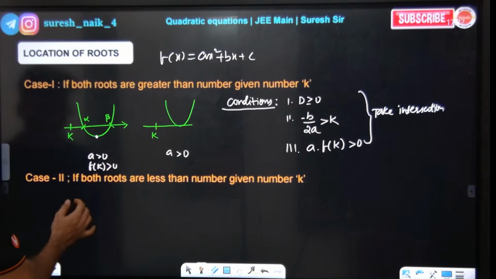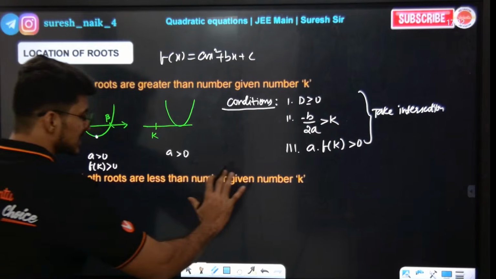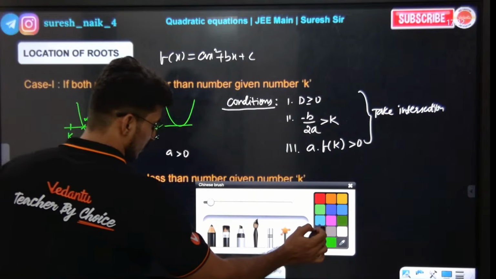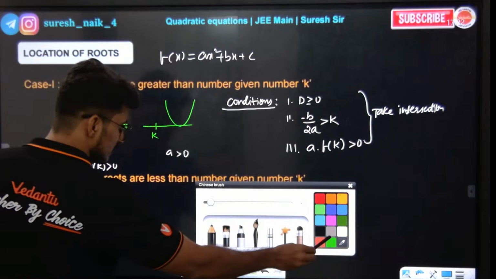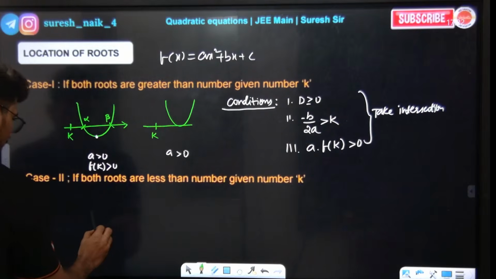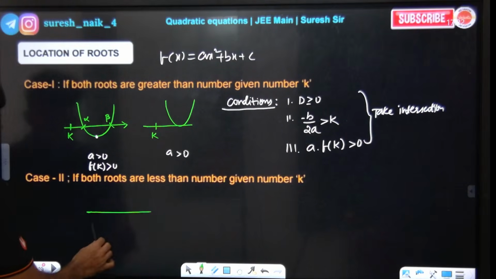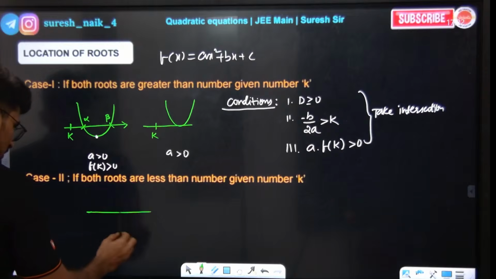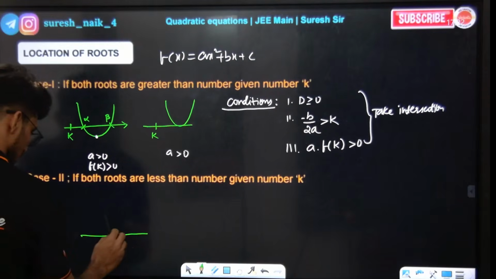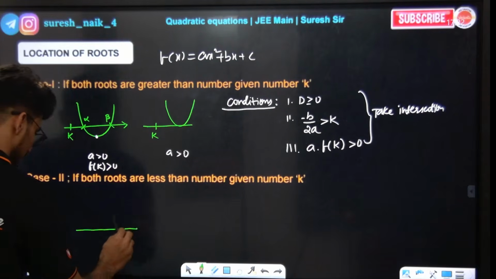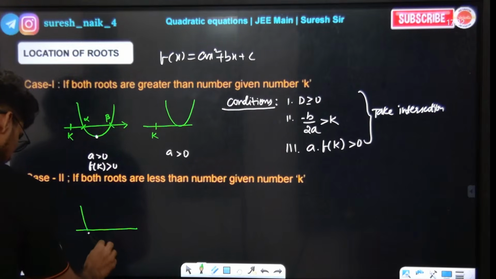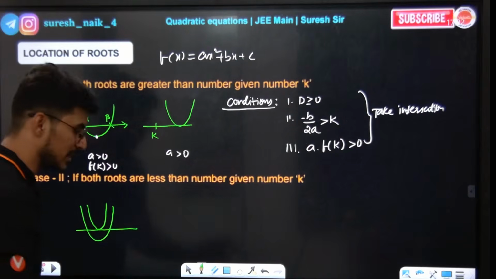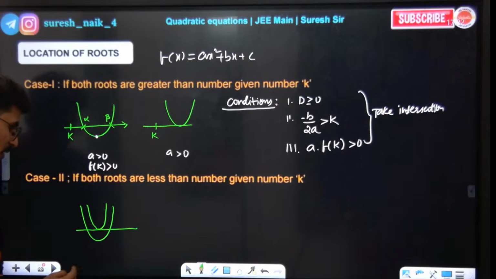Now tell me here. If both roots are lesser than the given number, what does lesser than mean? For example, let me draw the common graph. Look at the board. The graph can be upward or downward, sir. Two graphs I am drawing together. This is one possibility, and this is also one graph.